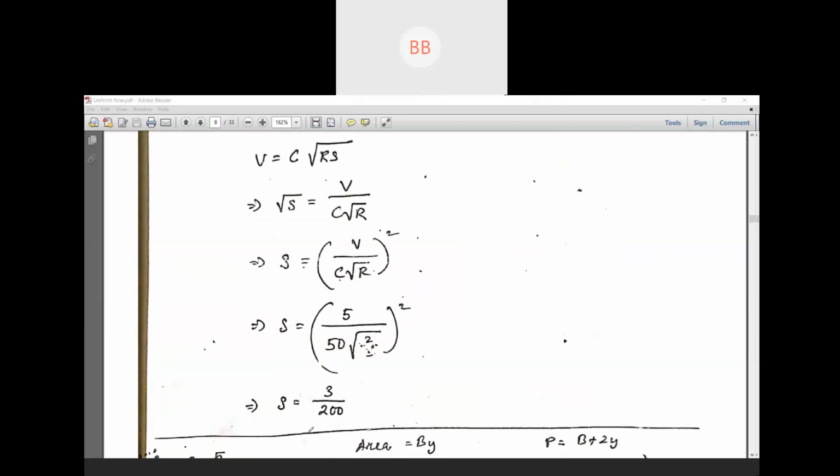You will get this value. Try to find out the slope and see if you are getting the same or not. And if you have any doubts regarding this, you can ask me.